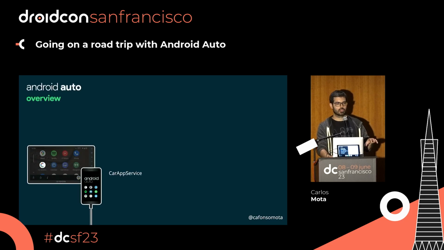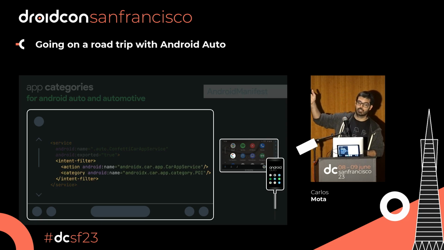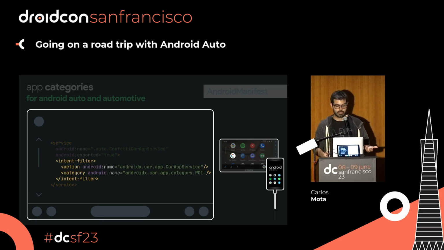So how does this work? So basically you need to define a service, a car app service. And when you click that button, this car app service is going to be called. In this case I called it Confetti Car App Service, and I defined it with this action, and the category was selected as point of interest. And immediately after I've defined this, you can see the app on the right corner here, which is on the tablet. If you don't define the metadata along with this service, we won't be able to see the app.